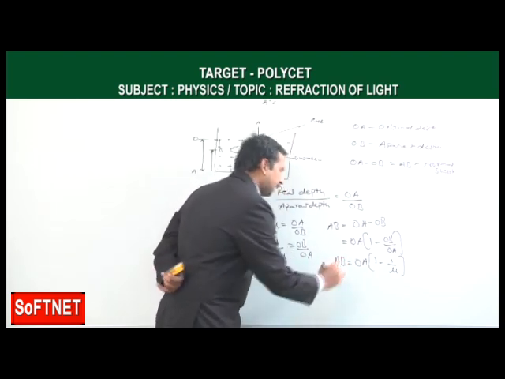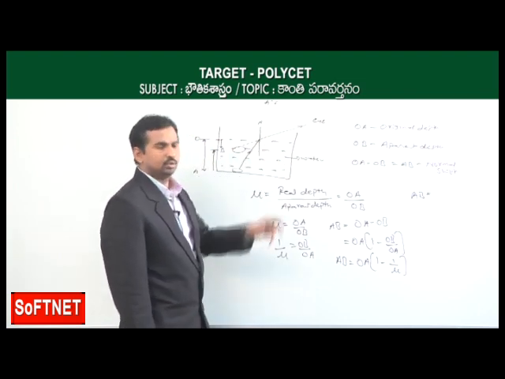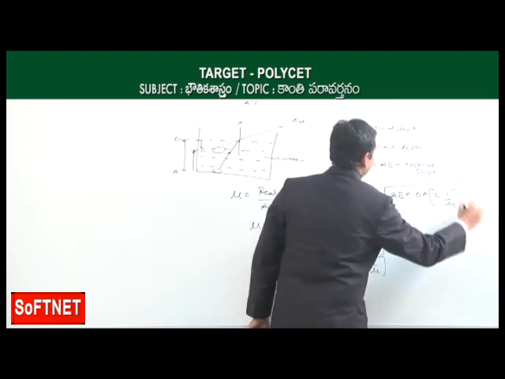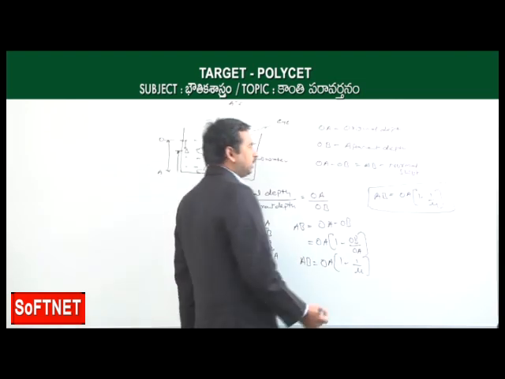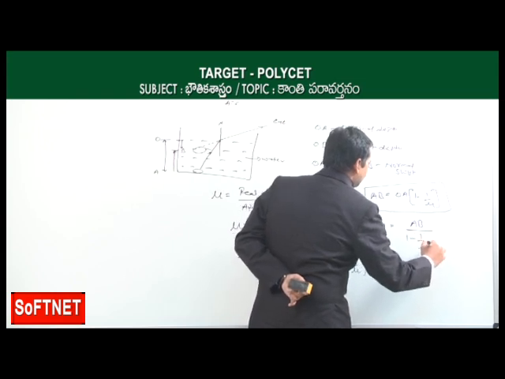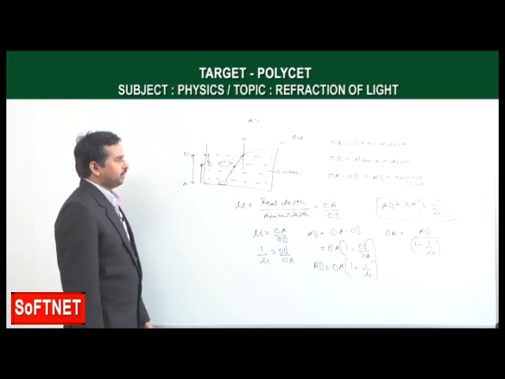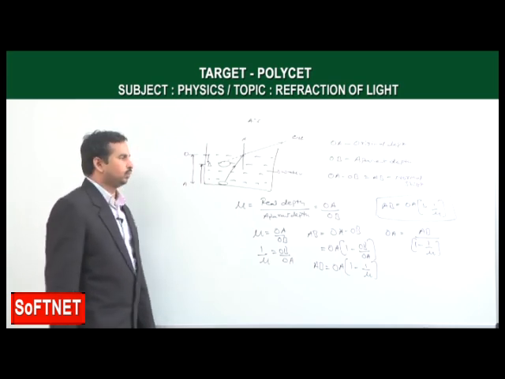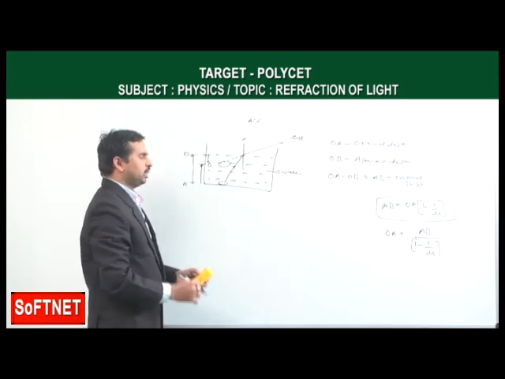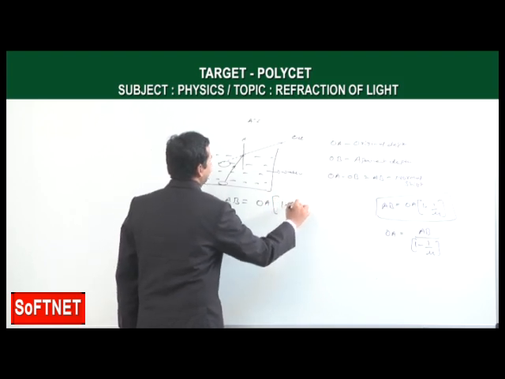Then we got the normal shift finally, AB is equal to OA, where OA is nothing but the original depth here, into 1 minus 1 by mu. And in the same way, if you want the original depth OA, then it becomes AB by 1 minus 1 by mu. Now finally we got that the normal shift AB is equal to OA into 1 minus 1 by mu. In case of water in a beaker, AB is OA, the original depth, into 1 minus 1 by mu.